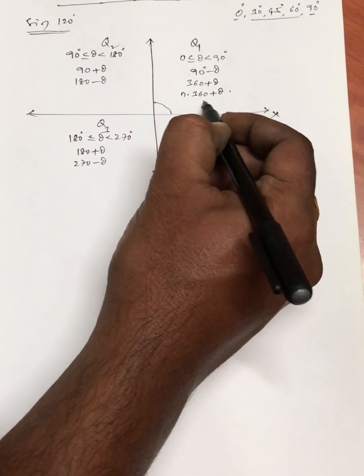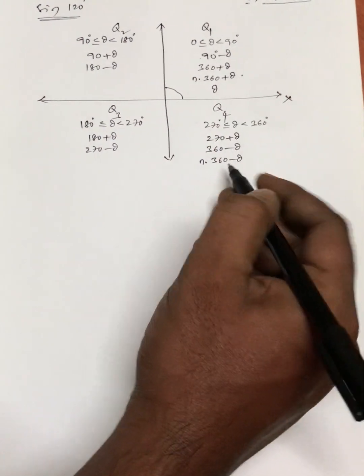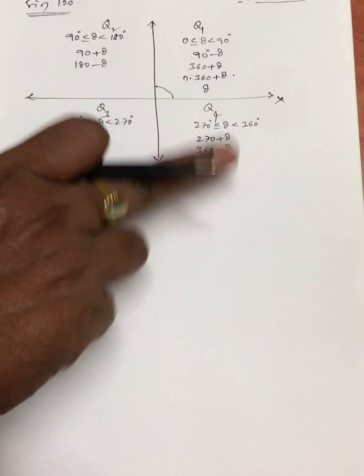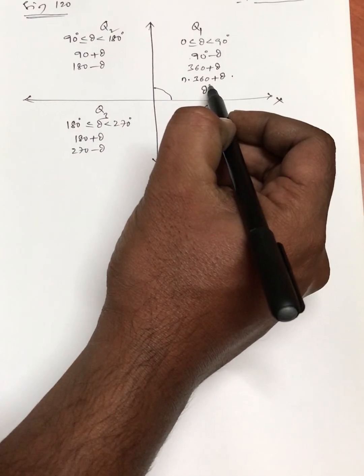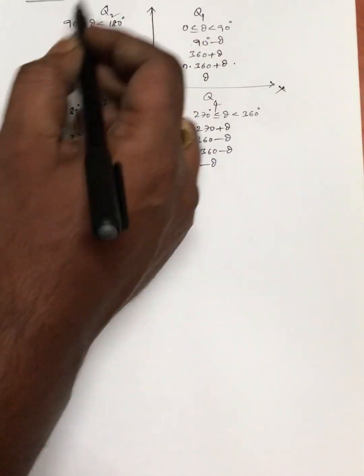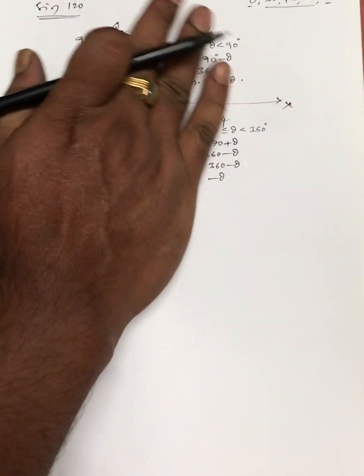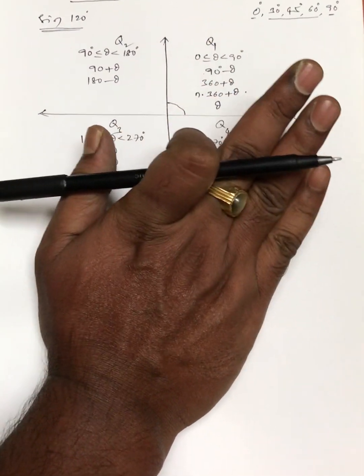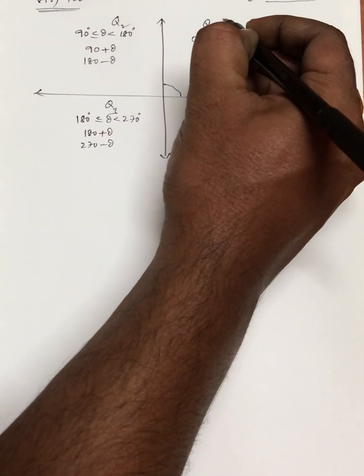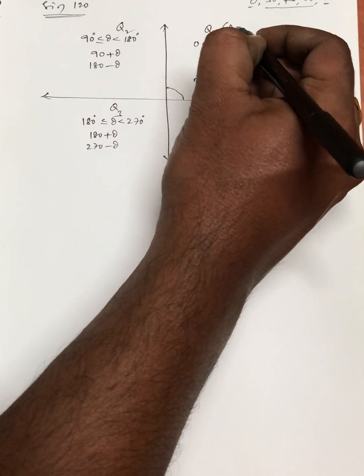And we have one more angle. When theta lies in the first quadrant, then minus theta lies in the fourth quadrant because it is the mirror image. So these are the angles that lie in the quadrant structure. And for the first quadrant, the word that belongs to it is All.